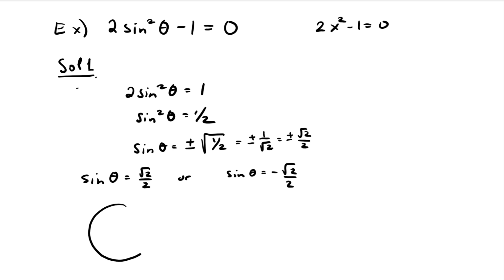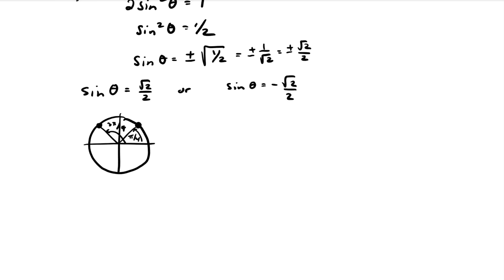Where does that occur? On the trig circle, sine is the y value of a point on the trig circle. Root 2 over 2 is going to occur at pi over 4, but also here, where the y coordinate is also root 2 over 2. That's pi over 4 plus pi over 4 plus pi over 4, that's 3 pi over 4. So pi over 4 and 3 pi over 4. I've got two solutions here. Theta is pi over 4 or theta is 3 pi over 4, to which I could add any multiple of 2 pi.